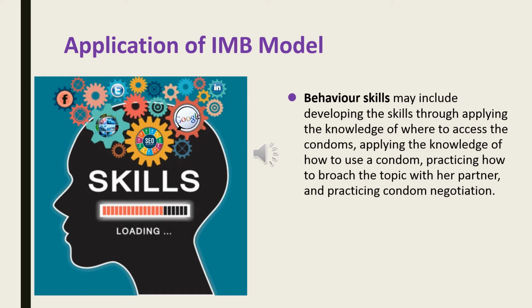The last component of the IMB model is behavioral skills. Behavioral skills may include developing the skills through applying the knowledge of where to access condoms, so actually going to the store and practicing buying them. Applying the knowledge of how to use a condom, so for example, practicing opening the package and using one correctly. Practicing how to broach the topic with her partner, and practicing condom negotiation.